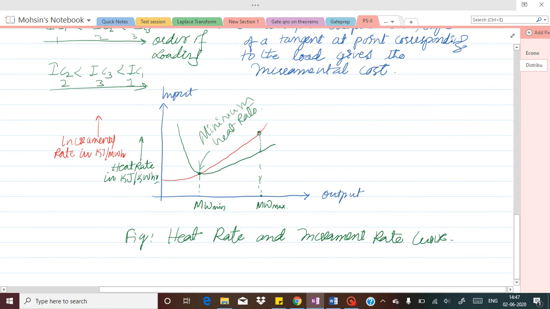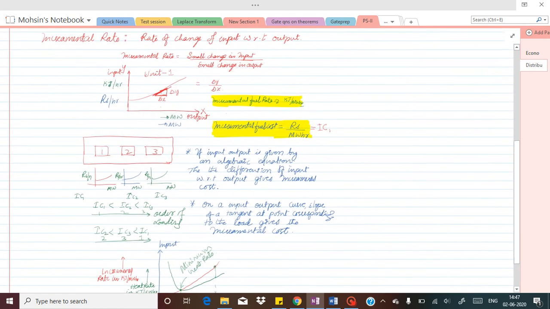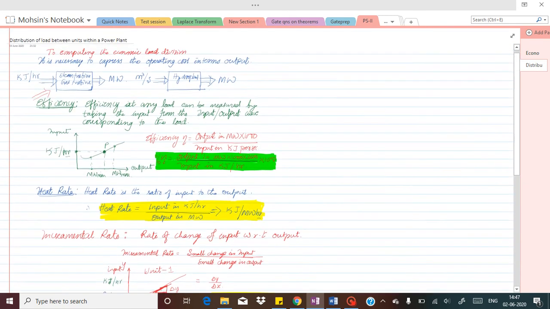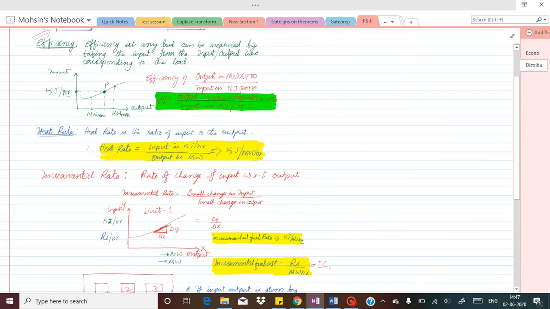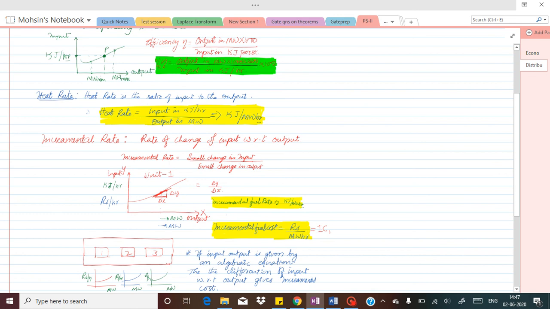So let us just see what we have covered so far. We started from efficiency. Efficiency is nothing but the output in megawatt to the input in kilojoule per second, which can be converted into output in megawatt divided by input in kilojoule per hour. Okay, then we obtained the heat rate. Heat rate is nothing but input in kilojoule per hour to the output in megawatt, which can be expressed finally as kilojoule per megawatt hour.